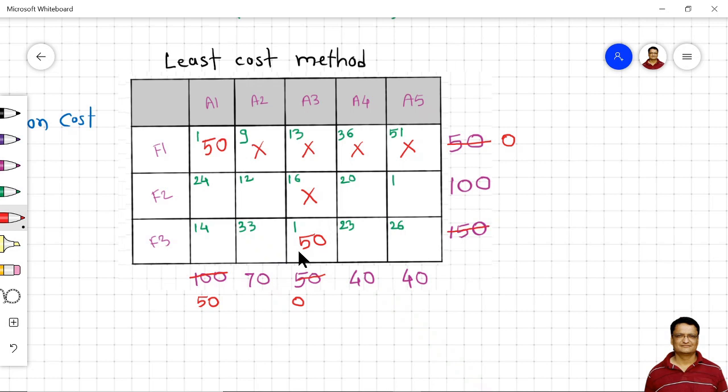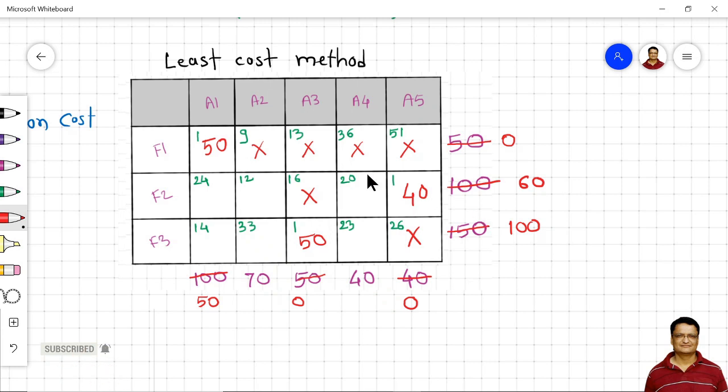This particular supply will now be reduced to 100. Now out of these remaining cells, this is the one having the least cost, and I can allocate 40 units over here. So making 40 allocations over here, this particular demand will be fulfilled, and making a cross over here, this particular supply will be reduced to 60.